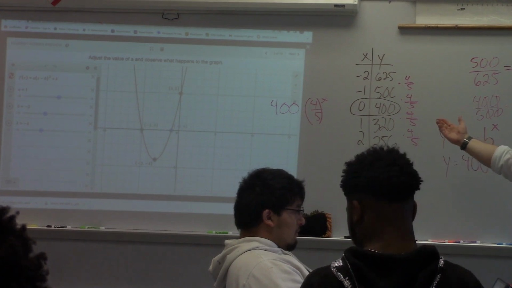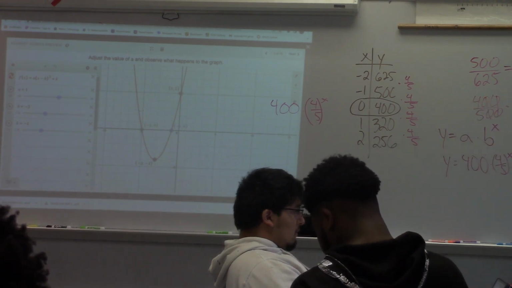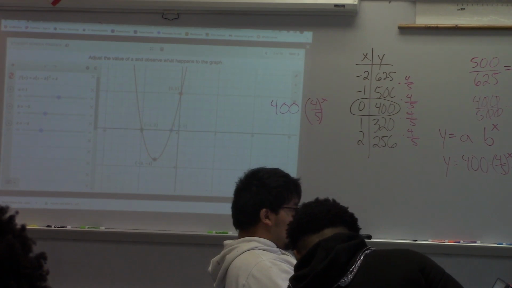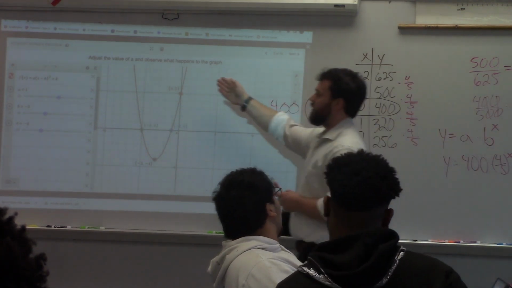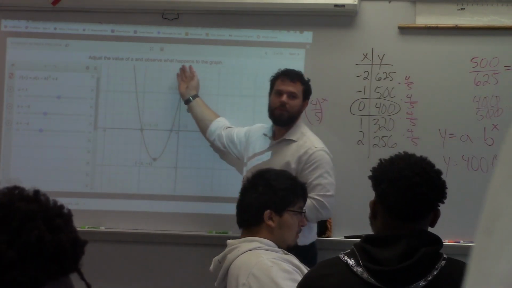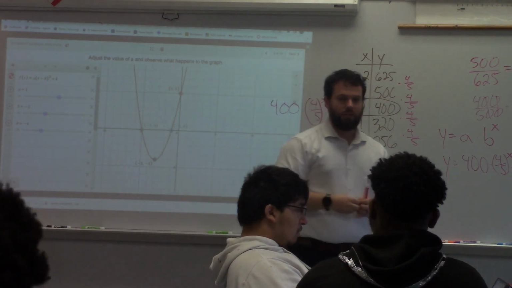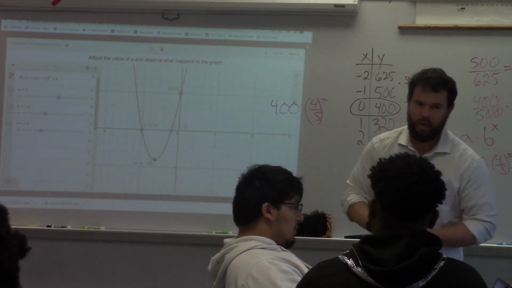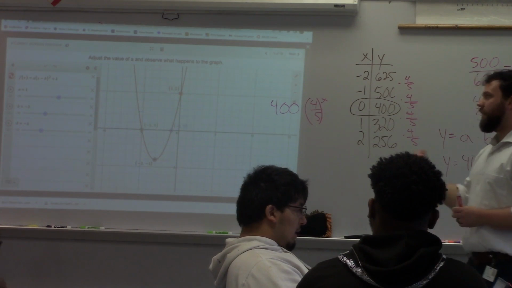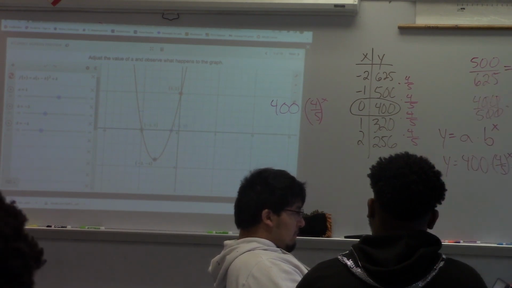On slide 2, what are you supposed to be adjusting? The value of A. The directions are at the top. Do not adjust the value of H. Do not adjust the value of K. Only adjust the value of A.